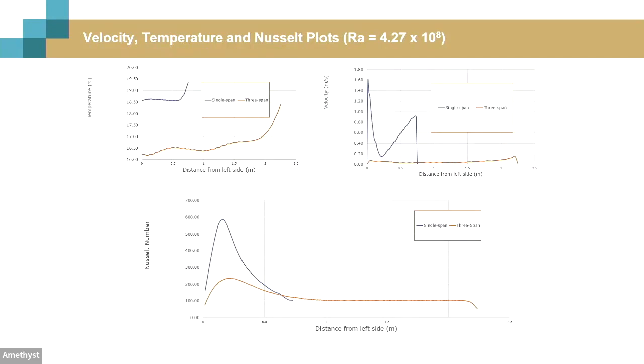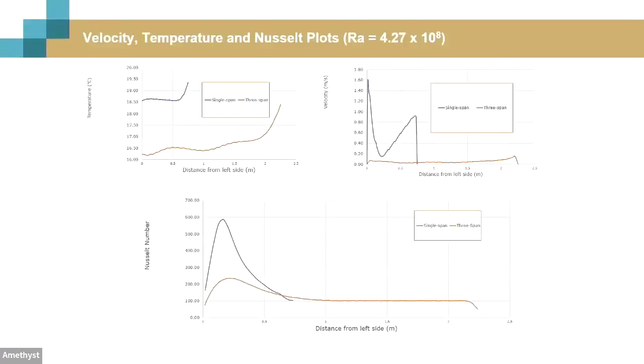This basically just summarizes the temperature, velocity, and Nusselt number plots. So if you look at the Nusselt number, which indicates our convective heat transfer, one can see that for the 3-span greenhouse, which is the orange line, you've got a bit of an increase in the convective heat transfer close to the side vent, and then it stays relatively constant throughout the rest of the greenhouse. The temperature distribution is also completely different, and it increases from left to right, but you can see that the temperature in the multi-span greenhouse is much lower compared to that in the single-span greenhouse.